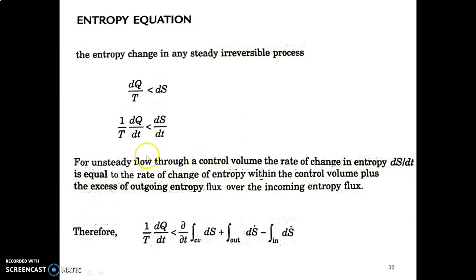This means 1 by T dq by dt, which is the left hand side, is less than this whole ds by dt, which will be converted into 3 terms. The first term is the rate of change of entropy within the control volume. Therefore, we can write capital S as the integral over the control volume of ds. So this is dou by dou t of the integral over CV of ds. This is the first term, the rate of change of entropy within the control volume, plus the excess of the outgoing entropy flux. Entropy flux is denoted by S dot, and the excess of the outgoing entropy flux over the incoming entropy flux is denoted by these two terms: integral outward ds dot minus integral inward ds dot.